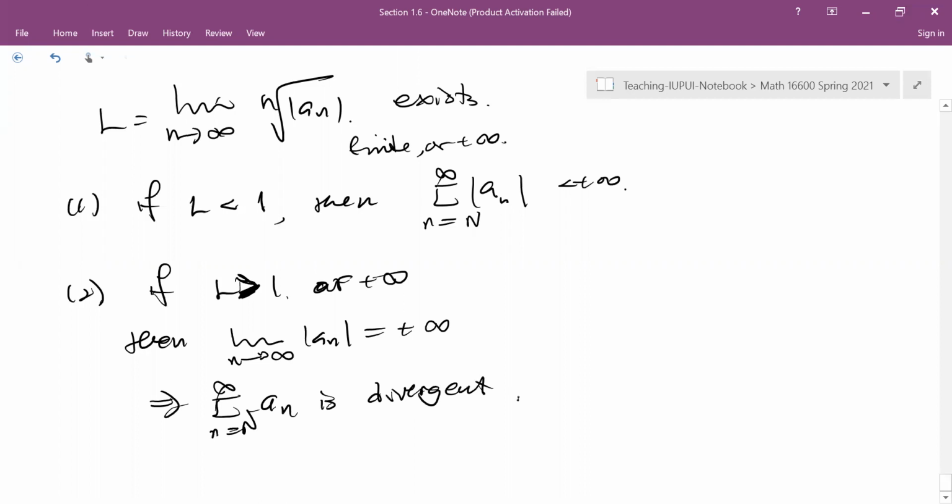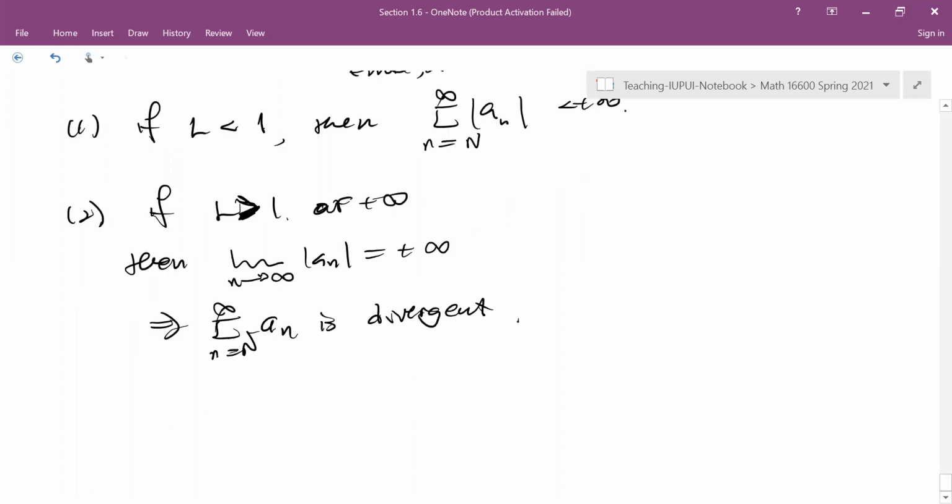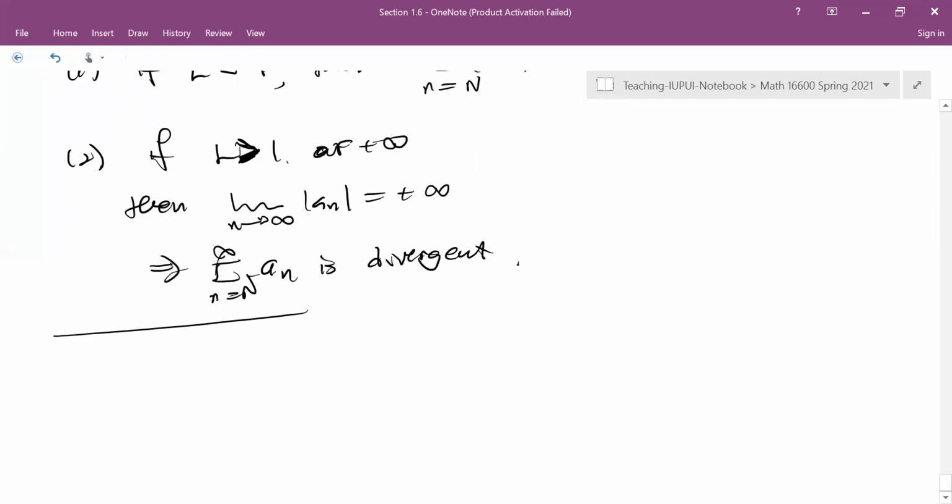Now, this test is useful when there is no n factorial term. This root test is not useful for terms with n factorial because the nth root of n factorial, we don't know. So I have to put a remark here: you don't know what that is.